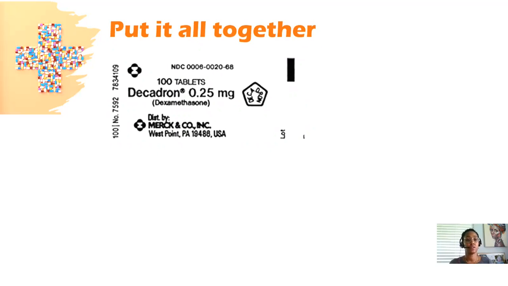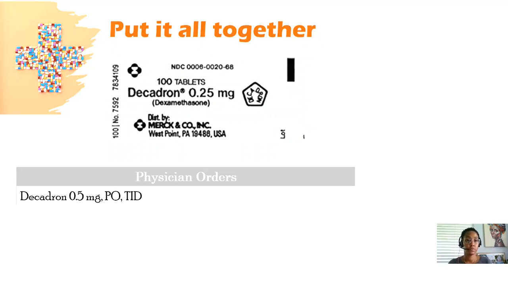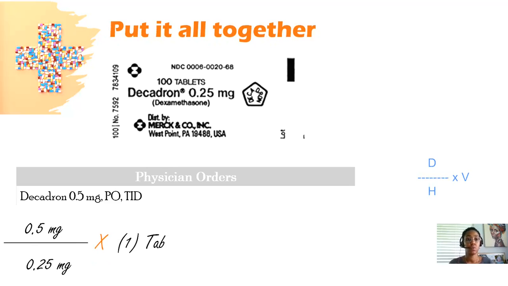So here's our medication label. This is what we got from pharmacy. We have Decadron, 0.25 milligrams. The doctor, or the physician or the practitioner, ordered Decadron 0.5 milligrams, PO 3 times a day, TID. Okay, so let's use our basic formula, desired over hand times our vehicle. So our desired is 0.5 milligrams, that's the order. What we have on hand is 0.25 milligrams, and our vehicle is 1 tab. So in every tab, there's 0.25.